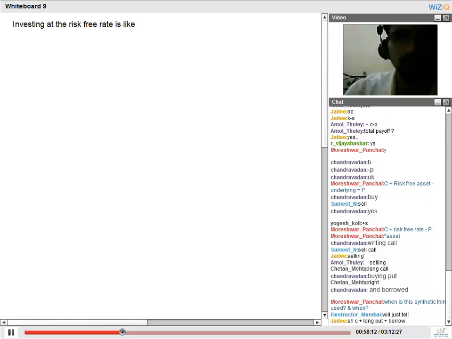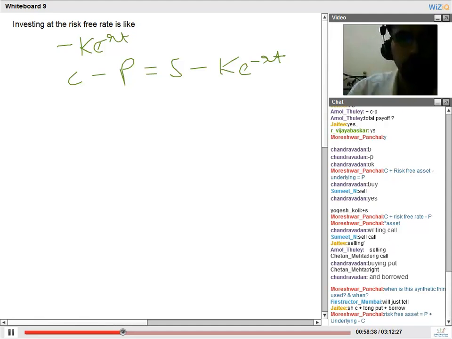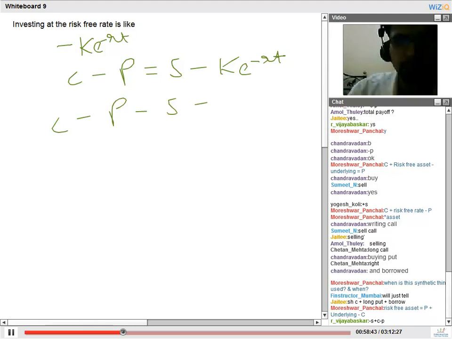Again guys, very quickly, C minus P is equal to S minus K e raised to power minus RT. Investing will be like how? Is it a cash inflow or outflow? It will be represented as minus K e raised to power minus RT because I am investing. So it's a cash outflow from my portfolio. Just one of this question is going to come in the exam, I'm very confident. So keep minus K e raised to power minus RT on one side and take the others. So it will become C minus P minus S is equal to minus K e raised to power minus RT.